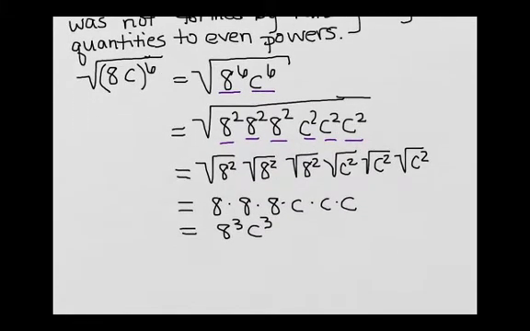Now I'll move this up a bit. And if we multiply 8 by itself 3 times, we get 512, and the c cubed stays c cubed, and that is our final answer.